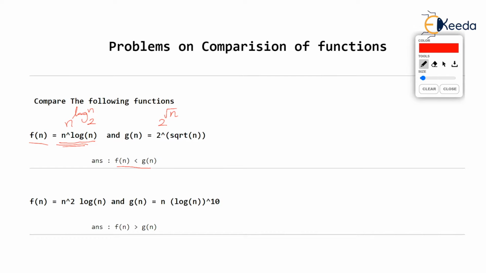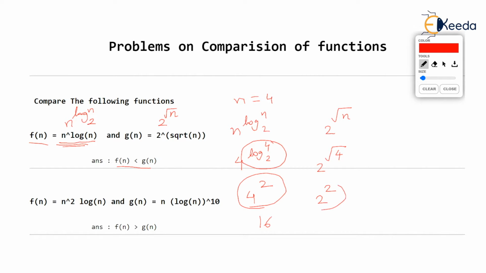Suppose I take n as 4, and I have a function n raised to log n to the base 2, and another function 2 raised to root n. Now if I substitute the value of n, I will get 4 raised to log of 4 to the base 2, and 2 raised to root of 4. Log of 4 to the base 2 is obviously 2, and 2 raised to the square root of 4 is 2. So 4 squared is 16 and 2 squared is 4.